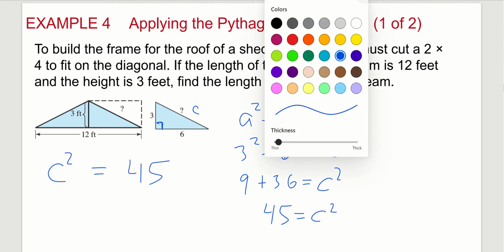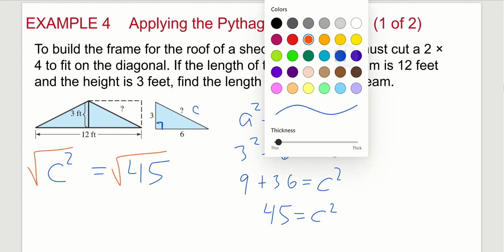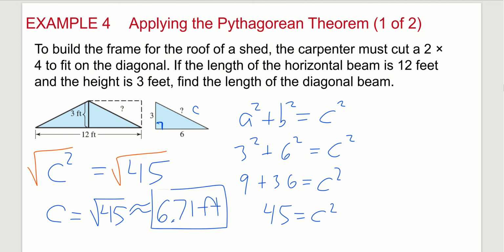To get c by itself, we need to remove that square, which means we have to do the square root of both sides. This will give us c equals the square root of 45, which is not a perfect square, but we can get an approximate value using our calculator. If we do the square root of 45, it's going to come out to approximately 6.71, and that's going to be feet. 6.71 feet.